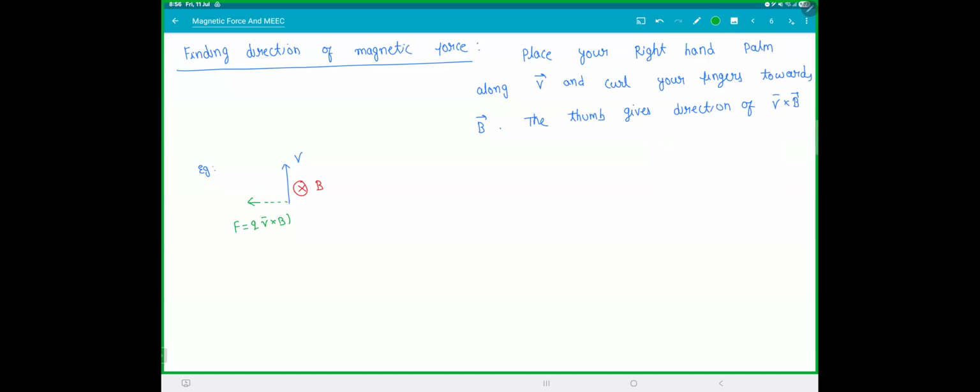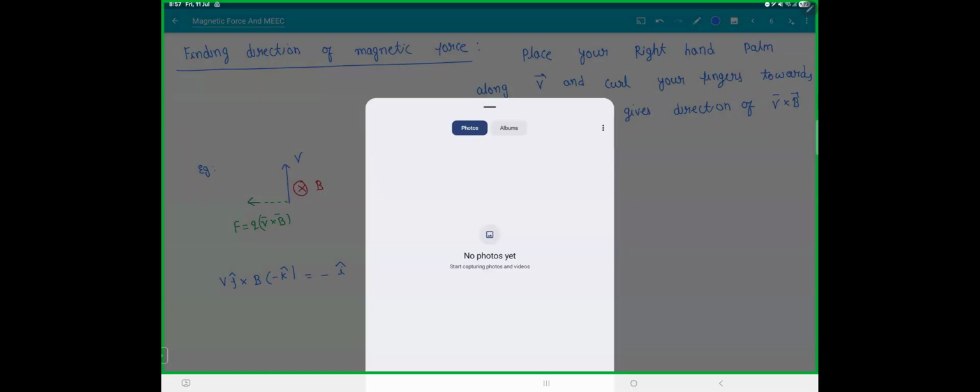This is still a little easy. Like, see, what is V bar's direction? V j cap. What is B bar's direction? B minus k cap. What is j cross minus k? Minus i cap, right? Remember vector cross product? I can do it like that also, but every time you won't be so lucky to get exactly x and y. They can be at angles also. We will see more. I'll show you more examples.